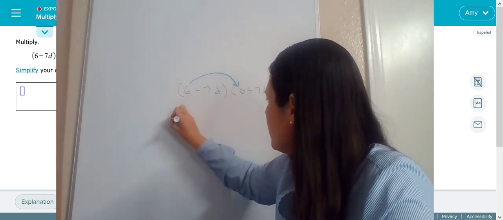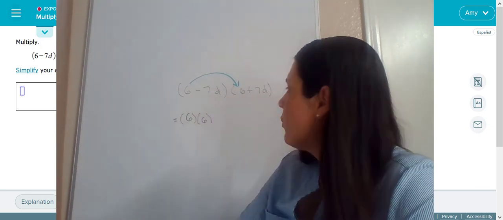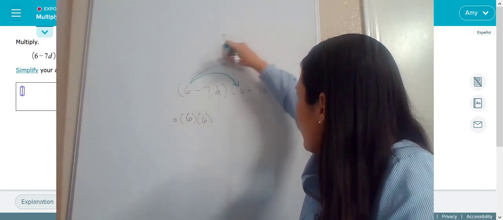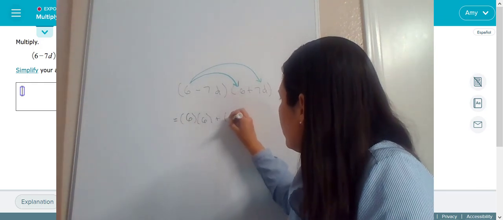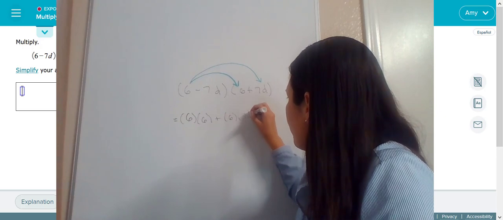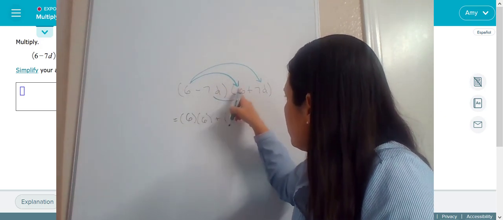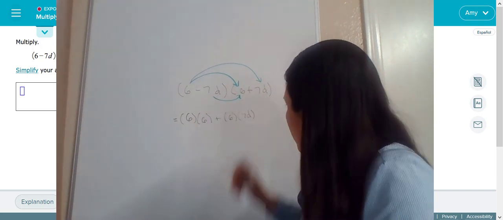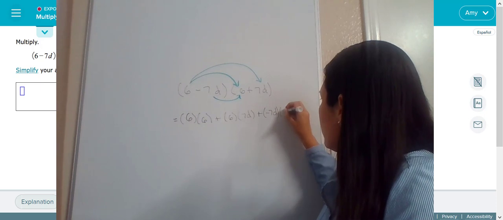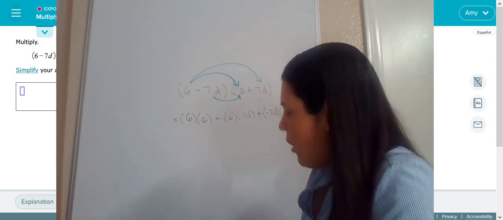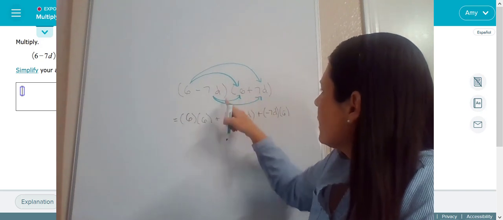So we have 6 times 6, and I'll write this out. The O from FOIL stands for outer times outer, the two terms on the outsides. And so that's going to be 6 times 7d. I from FOIL stands for inner, so the inner terms times each other. And so that's going to look like negative 7d times 6. And then L from FOIL stands for last times last.